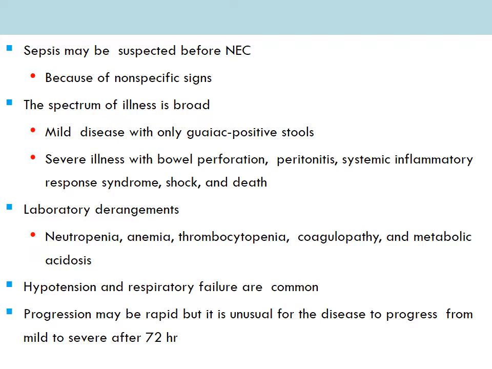Laboratory derangements may include neutropenia, anemia, thrombocytopenia, coagulopathy, and metabolic acidosis. Hypotension and respiratory failure are common. Progression may be rapid, but it is unusual for the disease to progress from mild to severe.